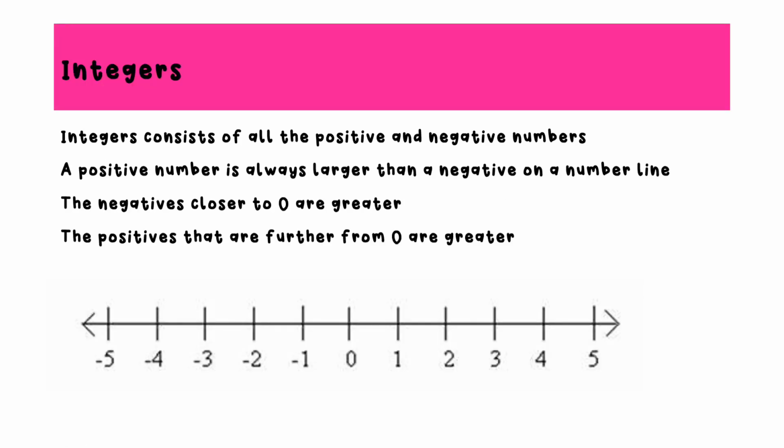So what are integers? Integers consist of all the positive and negative numbers. A positive number is always larger than a negative number on a number line. The negatives closest to 0 are greater, and the positives that are further from 0 are greater.